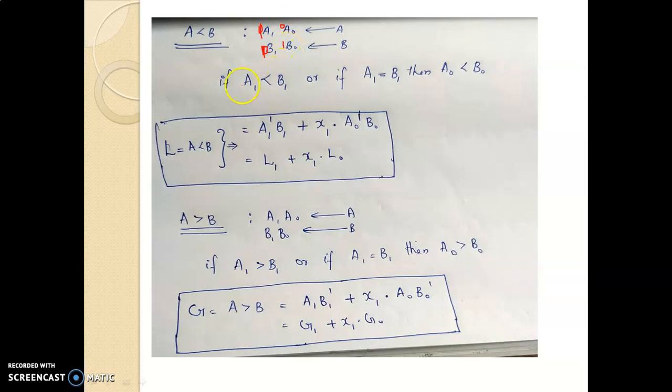So we can say the statement as: A is less than B if A1 is less than B1, that is, the MSB of A is less than the MSB of B. We can say that it is lesser. Or if A1 is equal to B1, that is, if the MSB bits are equal, then A0 has to be less than B0. So how can you formulate them? A1 less than B1 can be formulated as A1 bar B1, because this has to be 0 and this has to be 1, that is A1 bar B1. Or, so you put a plus sign there.